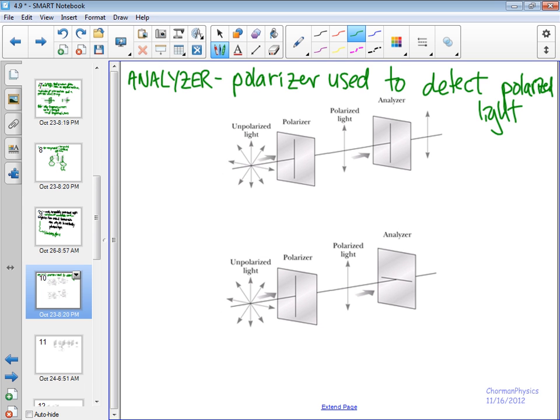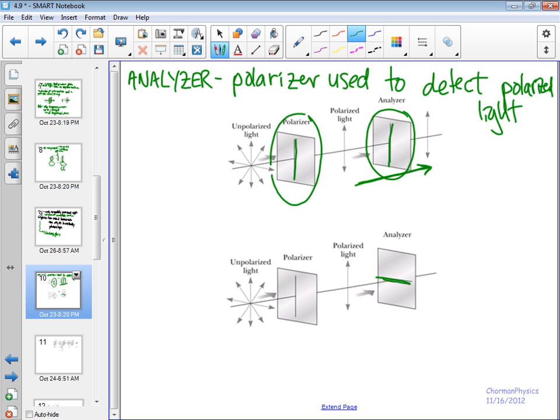So the way that we use an analyzer is that if we have unpolarized light coming through, and we don't know what direction this first polarizer polarizes it, we place our analyzer in a certain direction. What we do is we measure the intensity of the light that comes through here. If we get the same intensity of light coming through, we know that the analyzer is in the same direction as the previous polarizer.